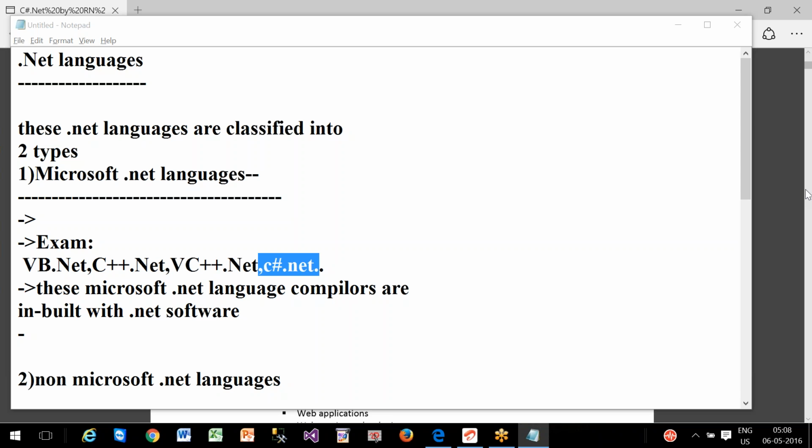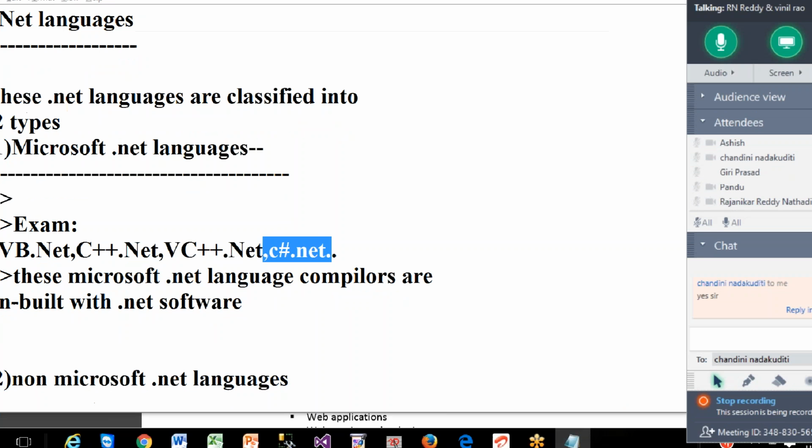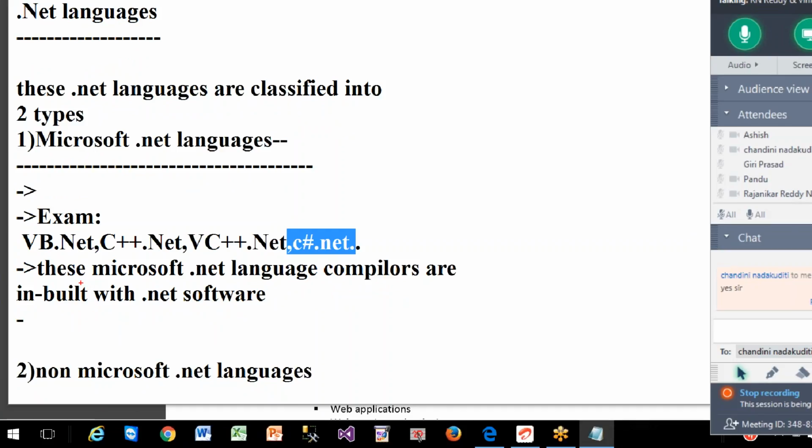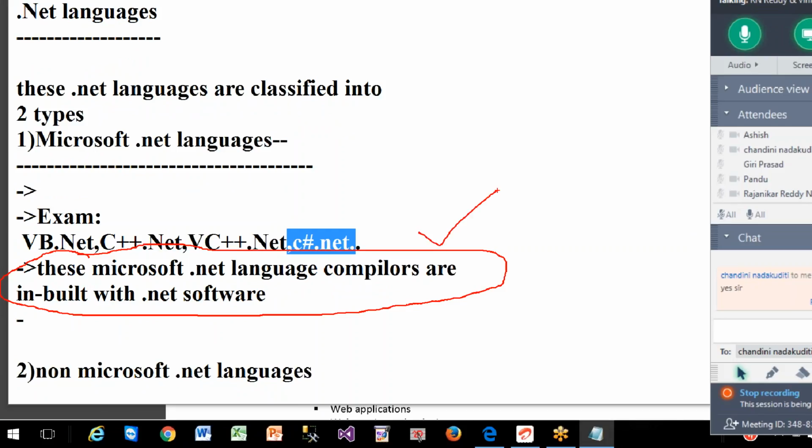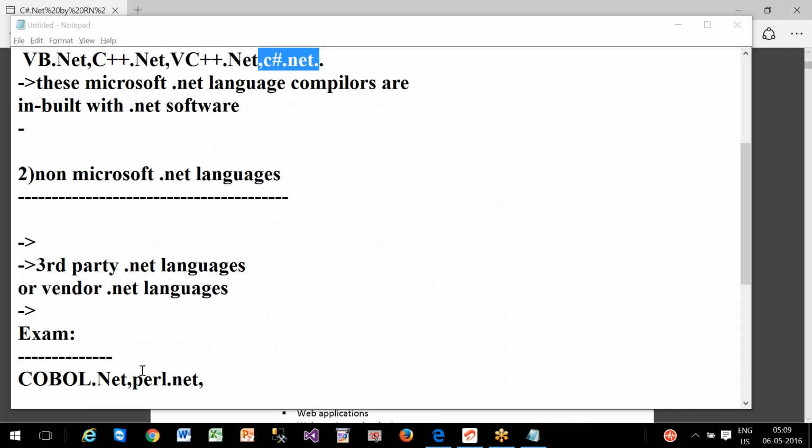What is the meaning of this point? Can you explain? Yes, sir. Inbuilt with .NET software means Microsoft is providing these languages by default. Whenever Microsoft gives the .NET CD to us, in that CD these language compilers are already there. Okay, very good.